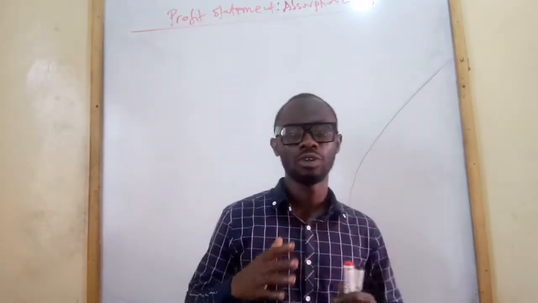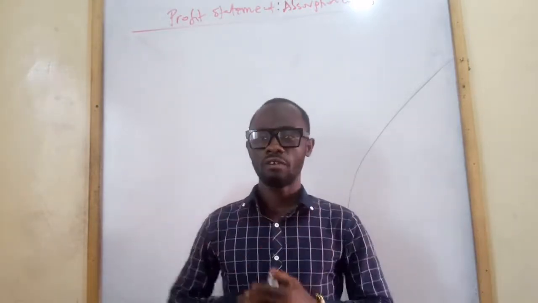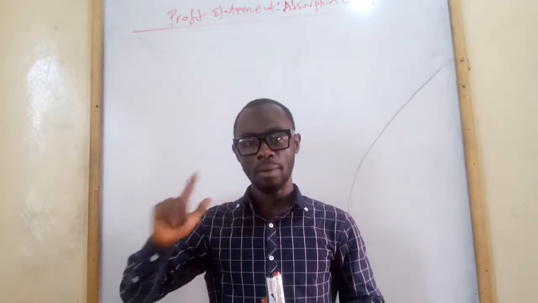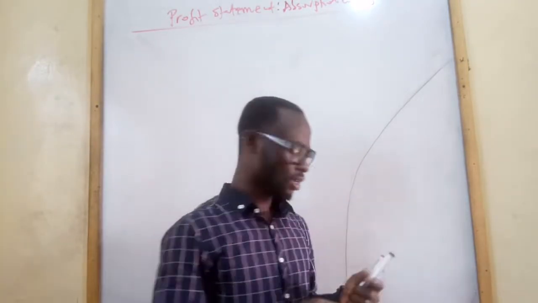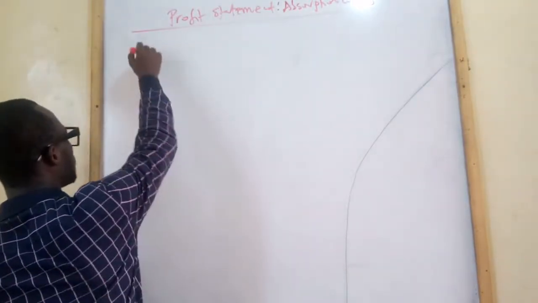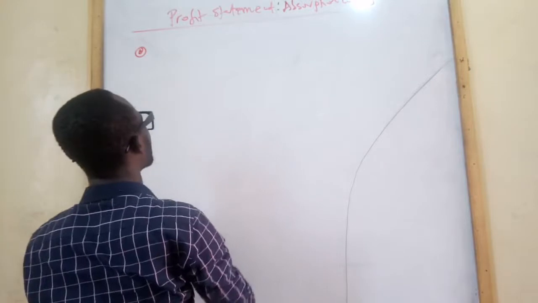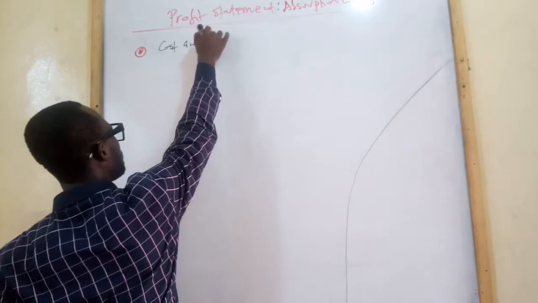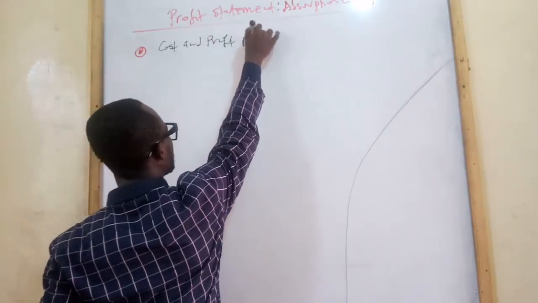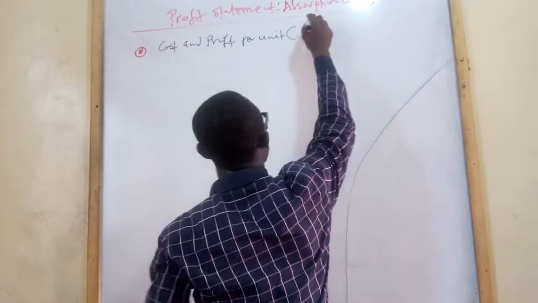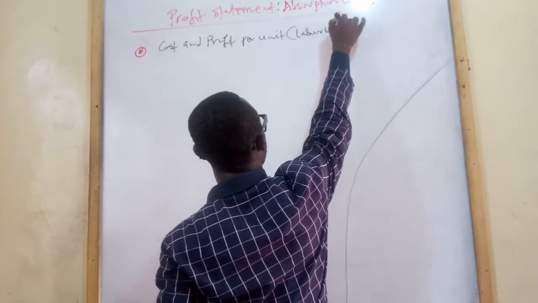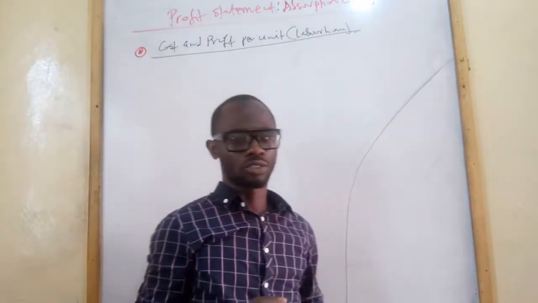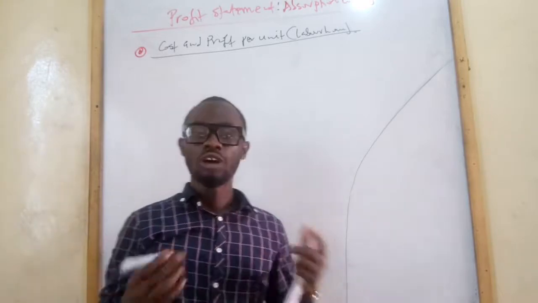Remember, here we were not asked to find the total profit, rather we were asked to find the cost per unit and hence the profit per unit. So we're going to be working on a per unit basis and not in total. So to solve the question, which is going to be cost and profit per unit, using labor hours to absorb your overheads, how do you go about that?